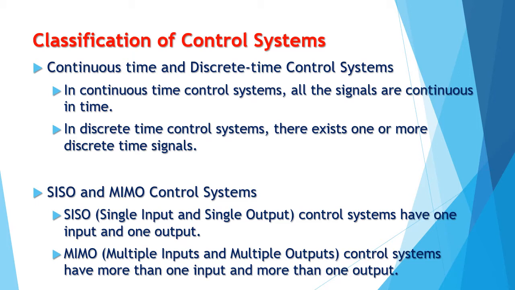SISO is short for single input and single output control system. For this control system, there can only be one input and consequentially only one output. On the other hand, MIMO is short for multiple inputs and multiple outputs control system. Now for this control system, there can be more than one input and of course, there will be more than one output.